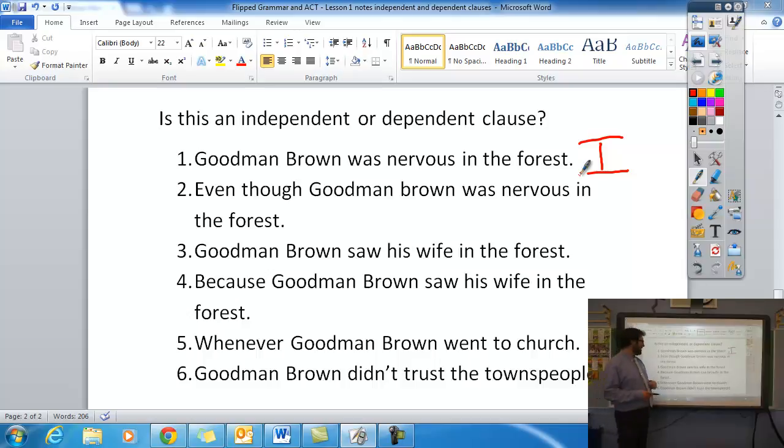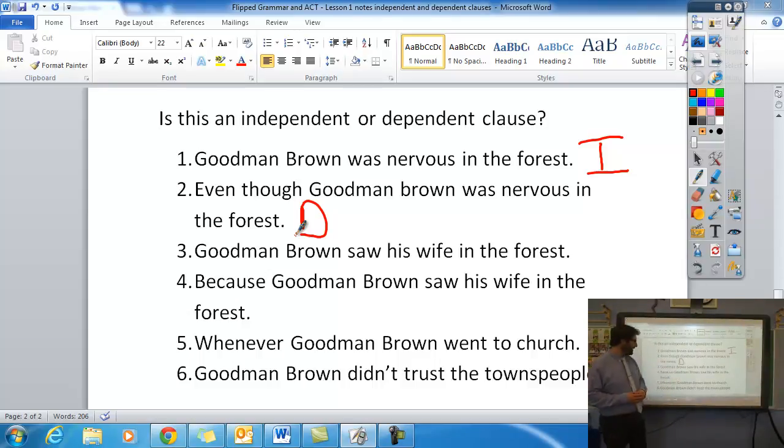All right, how about the next one? Even though Goodman Brown was nervous in the forest. We've got a subject, we've got a verb, but does it express a complete thought? Can this be its own sentence? Again, pause the video if you want to think about it for a few seconds. But this one is dependent, right? We've got even though, which is our subordinating conjunction. This even though makes it not a complete thought. It can't be its own sentence. It cannot be its own sentence, so it's a dependent clause.